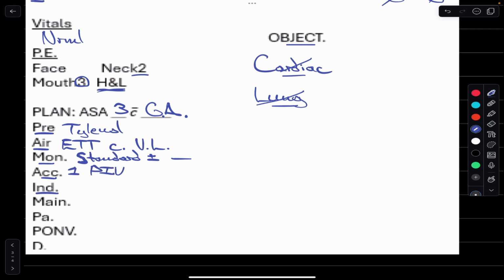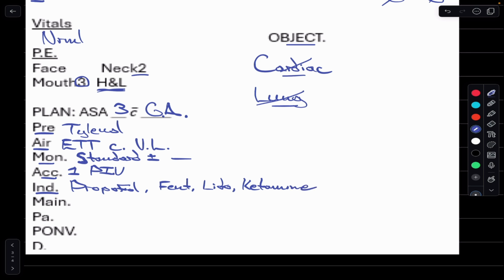Induction, so I would say we're planning on inducing with propofol. And if you really want to run through everything to show your knowledge, you could say inducing with propofol and then also administering fentanyl, lidocaine, ketamine for pain, and then maintaining with sevoflurane.